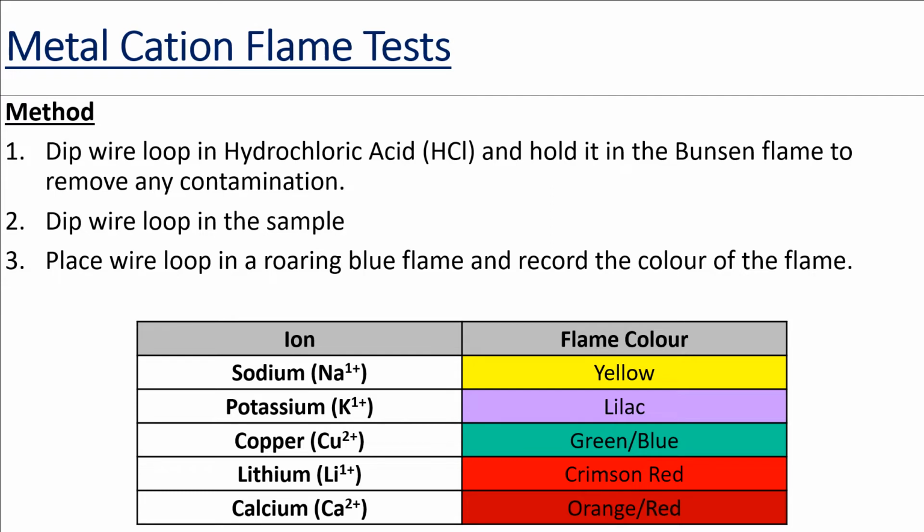Learn the method. It's a nice simple method. Clean the wire loop in hydrochloric acid and put it in a Bunsen flame. Put it into your sample and then place it back into a roaring blue flame and record the color of the flame. And if that flame goes yellow, then it's sodium. If it goes lilac, then it's potassium. And it's as simple as that.